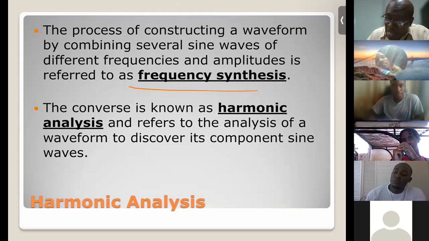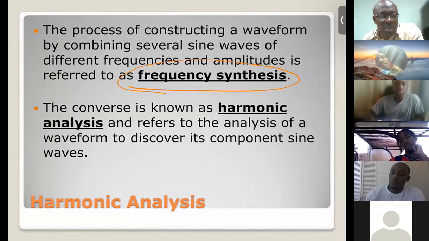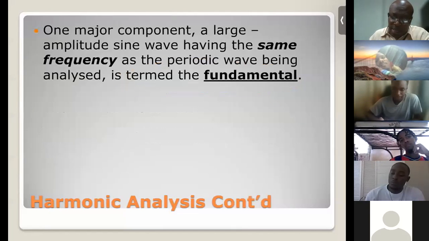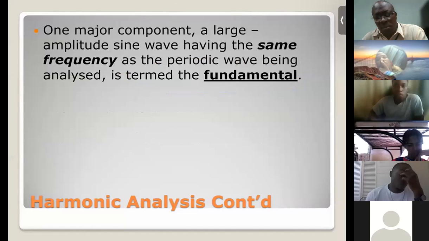So the synthesis, I just showed you that we added these waves to get the square wave. The analysis is that we would have had the square wave, or we would have sought to determine which sinusoids are part of the complex wave. All right. And so that harmonic analysis, when done, will produce these sine waves. And these sine waves, we apply a certain nomenclature to them.